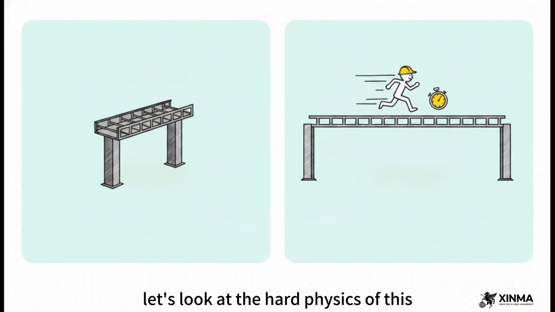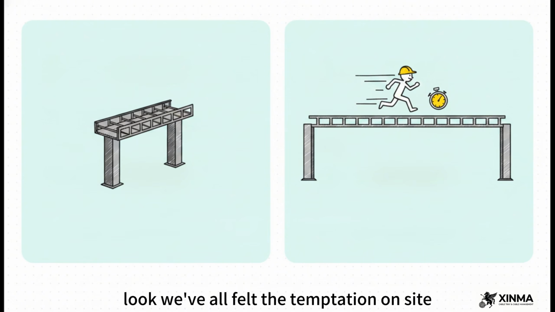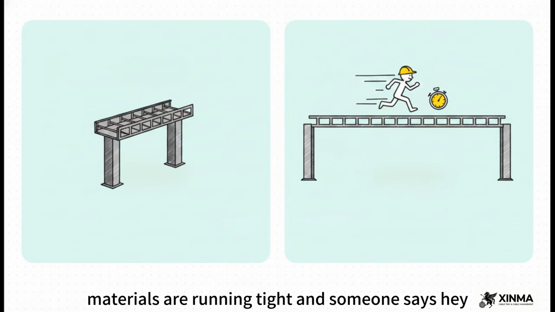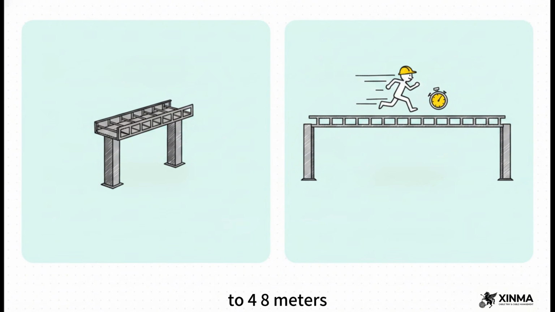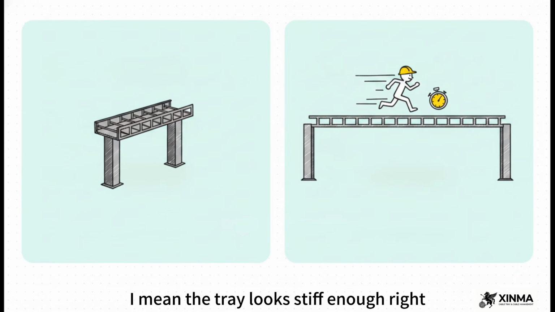Moving on to section 2, span, deflection, and math. Let's look at the hard physics of this. Say you have a standard 2.0 meter span versus a 4.0 meter span. Look, we've all felt the temptation on site. You're behind schedule, materials are running tight, and someone says, hey, let's just double the distance between the supports to 4.0 meters. I mean, the tray looks stiff enough, right?